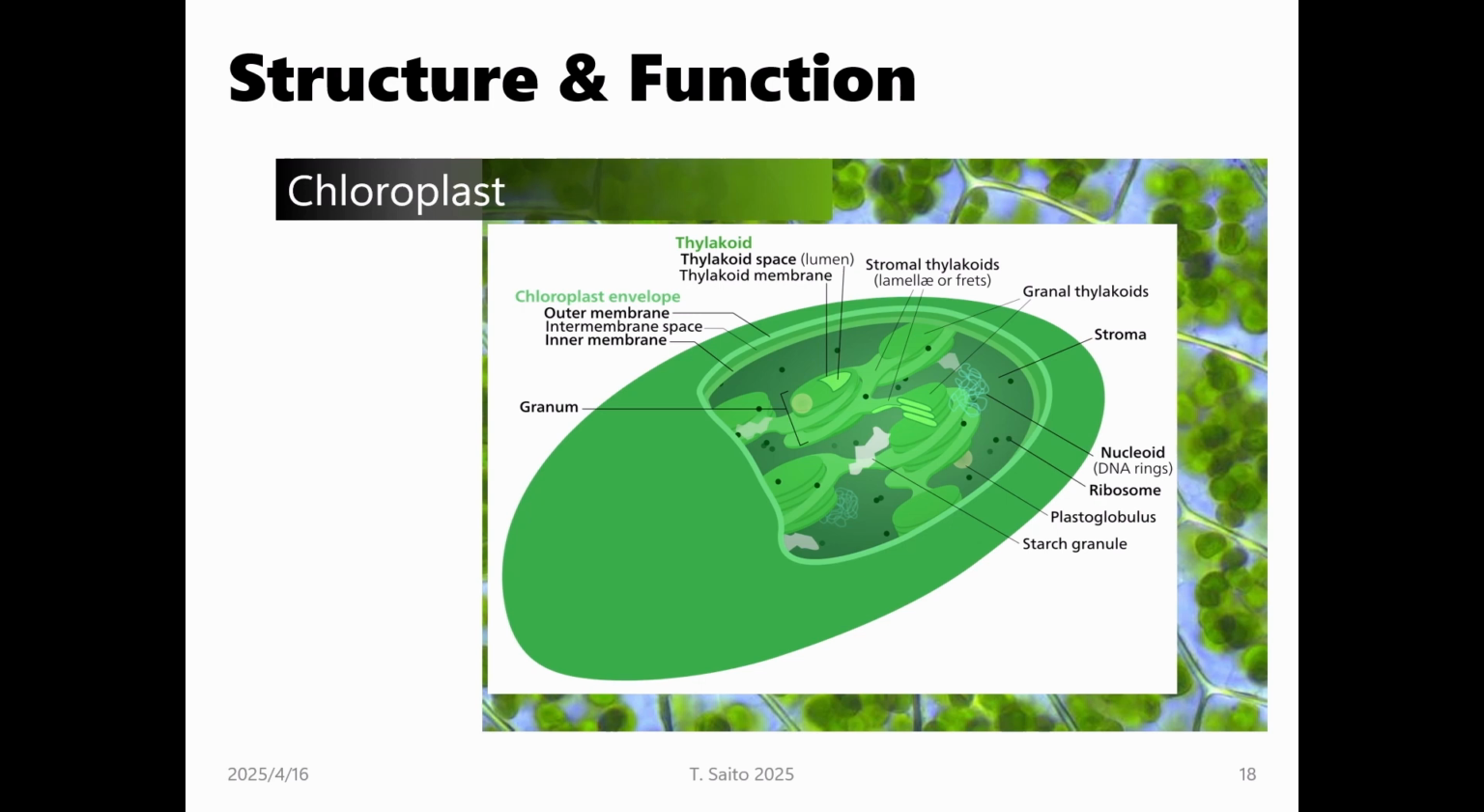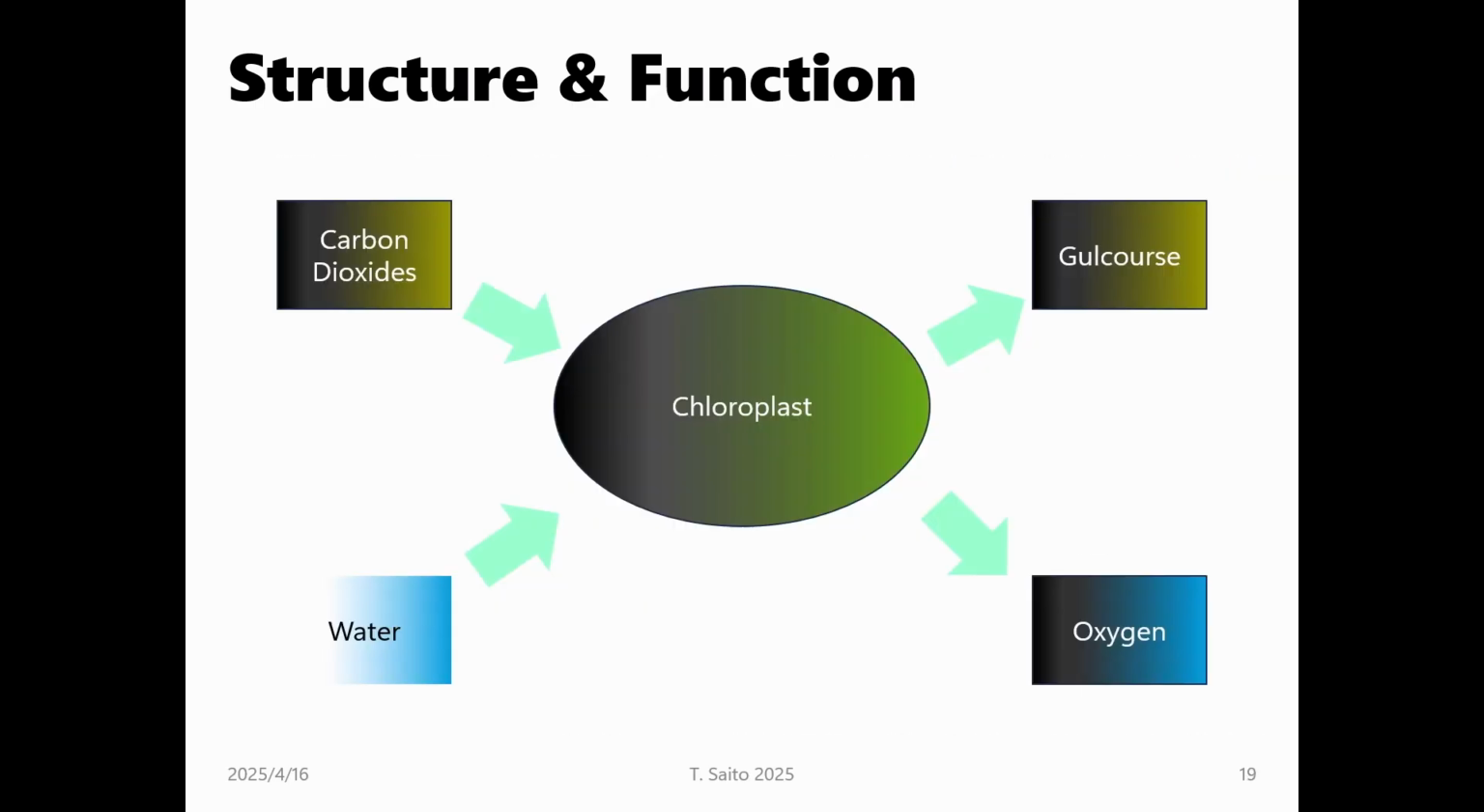Let's look at the example of the chloroplast. The parts construct certain structures, and that's why they have certain functions. Photosynthesis. If chloroplasts have a function, it is to receive and produce certain substances.